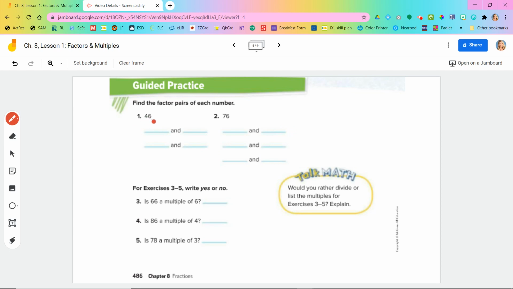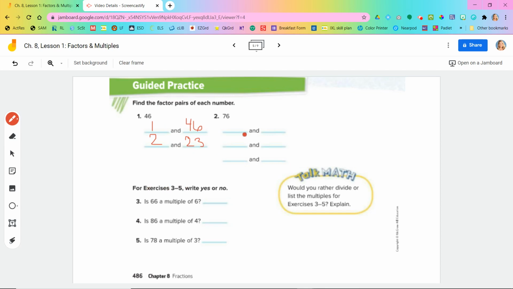So my first factor pair for 46 is 1 and 46. Then after 1, I'm going to check 2. And I know that 2 will work because 46 is even. This is also another problem that you can eyeball, and you can say, okay, 2 times 2 is 4, 2 times 3 is 6. Now, again, this kind of gives us a little tip. We're out of lines, so we're out of factor pairs.